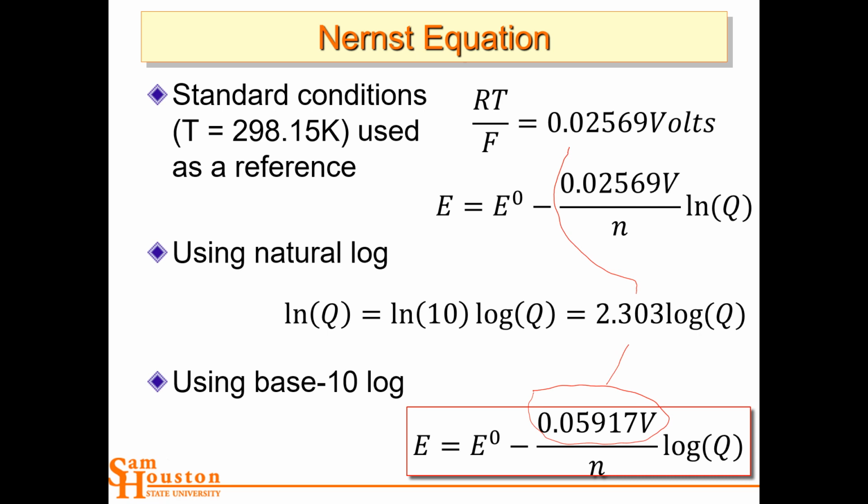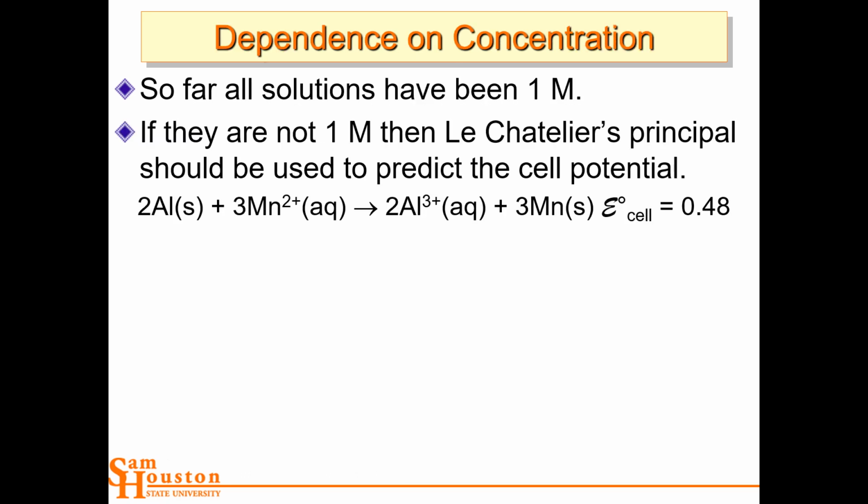And so then this Q, that's the reaction quotient. So let's look at an example of that. So far all our concentrations for these standard cell potentials have been 1 molar. But remember, if we change those things, we can use Le Chatelier's principle. So let's look at this reaction.